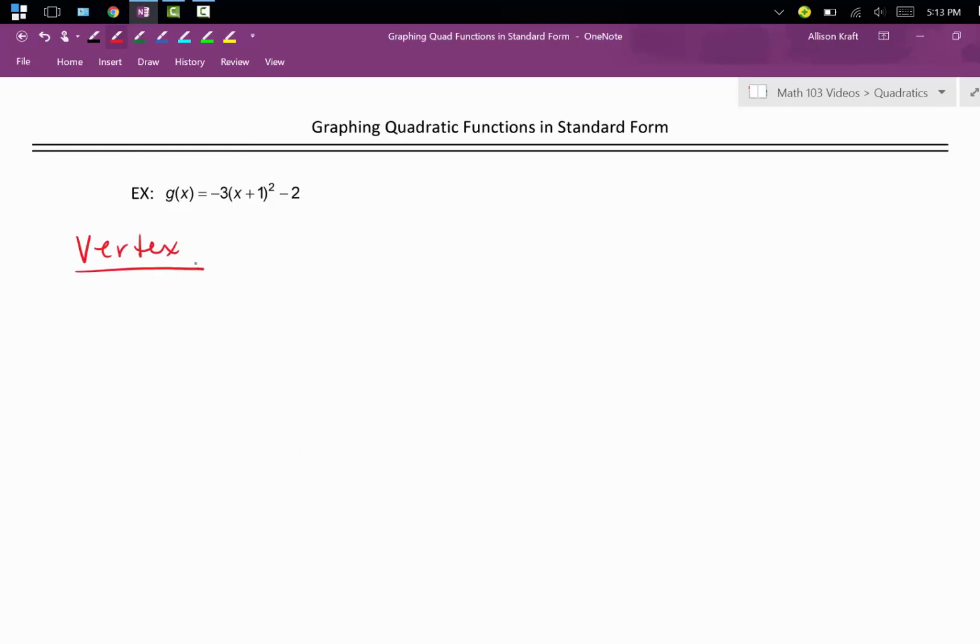Starting with the vertex, there's no work to do here. All we need to do is look at the h and the k that are given in the equation. Remember that the x-coordinate is the opposite sign of what we see in our equation. We see +1 in the equation, so it's going to be -1 for our point, but the y value stays the same. Our vertex is the point (-1, -2).